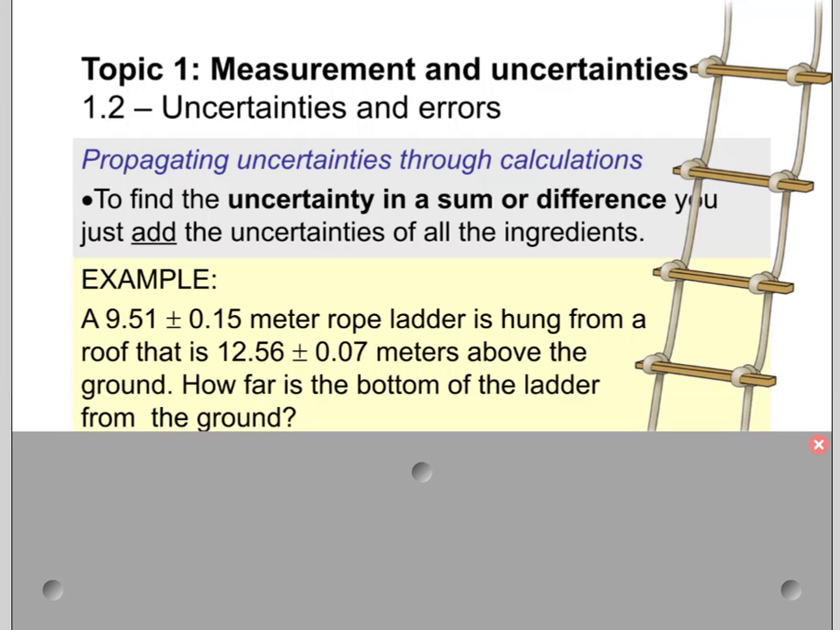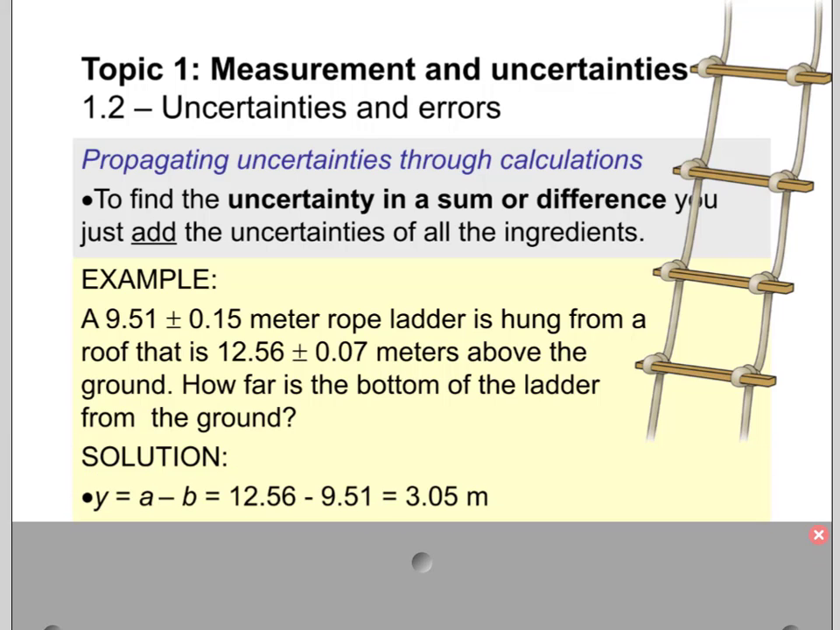So let's start with our ladder. We have a 9.51 plus minus 0.15 meter rope ladder. It's hung from a roof that's 12.56 plus minus 0.07 meters above the ground. So we have two quantities that we have to add together. How far is the bottom of the ladder from the ground? Sorry, we have to subtract. My apologies. So we're going to go A minus B. So 12.56 minus the 9.51. We get our difference right here. So this is our calculated value of 3.05 meters.